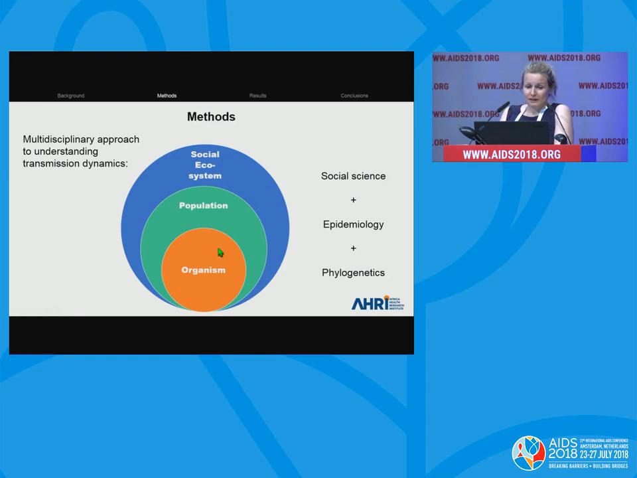So as I've said, we undertook a multidisciplinary approach to understand the transmission dynamics in the area, so looking at an organism level using phylogenetics, a population level using the epidemiological data, and then the social ecosystems that might influence both of these.